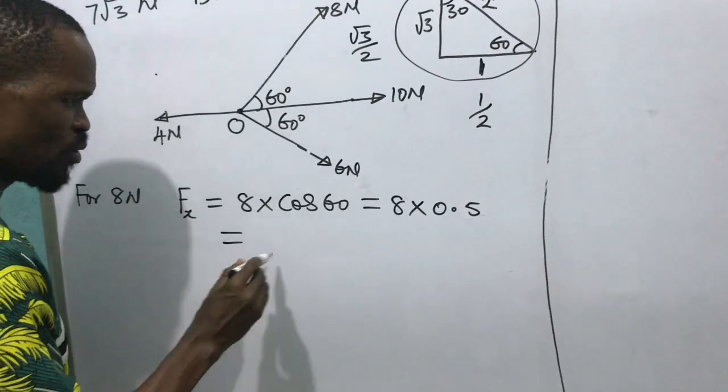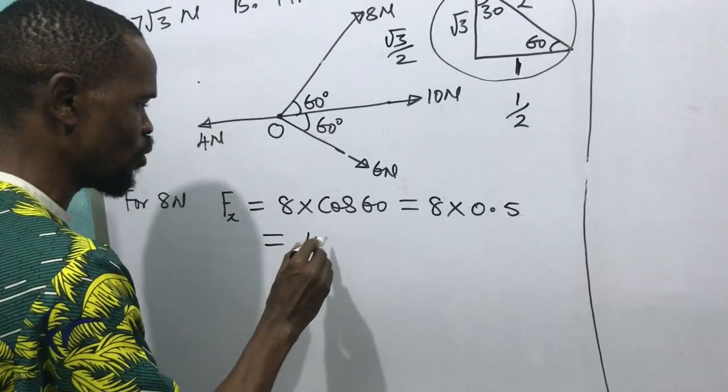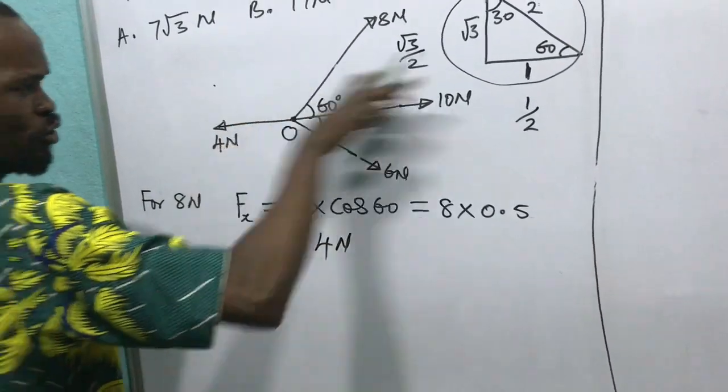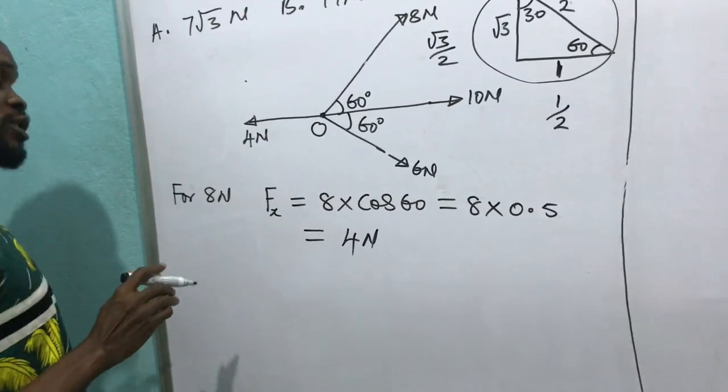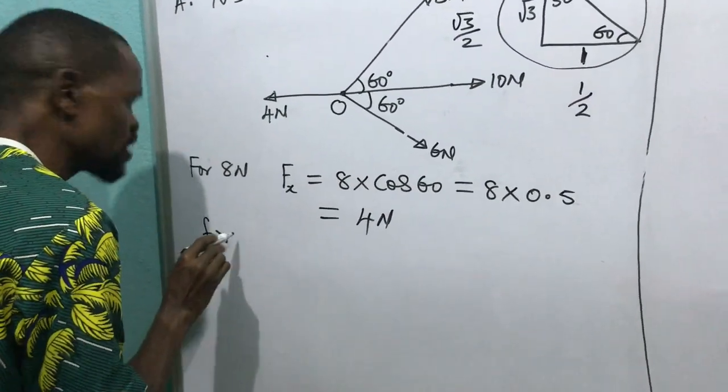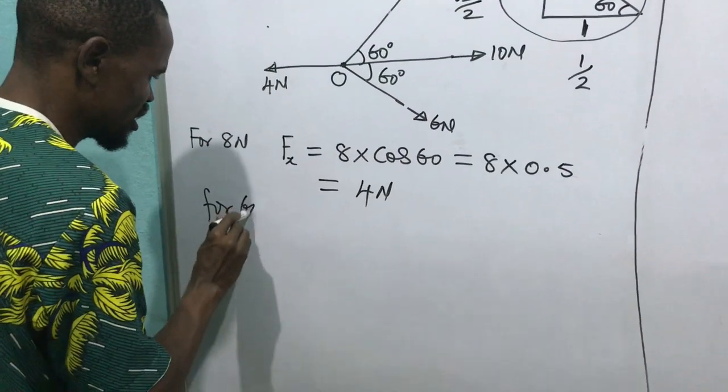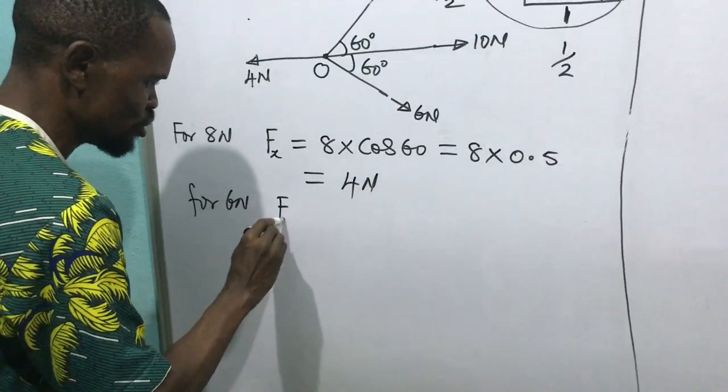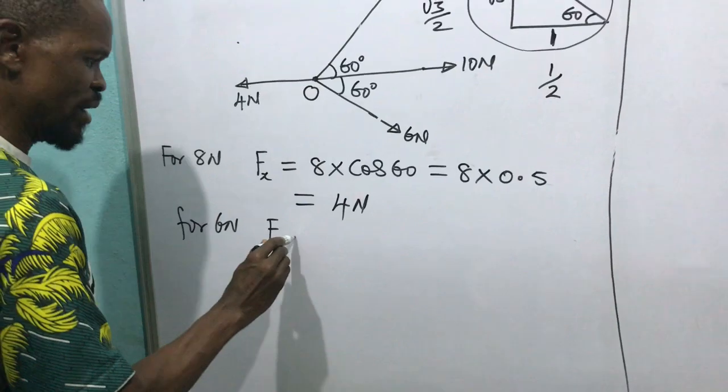And this will give me 4. That means 4 newtons is also acting this way for force 8. And I come for the force of 6 newtons. I will say that for horizontal, the 6 newtons will be equal to what?